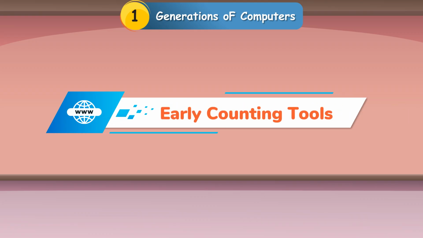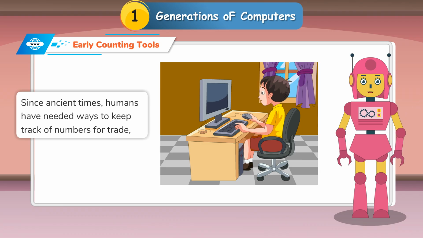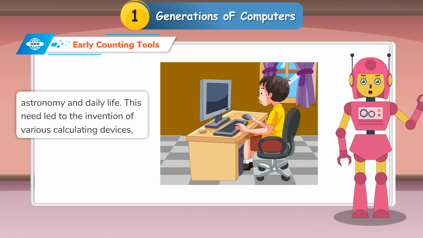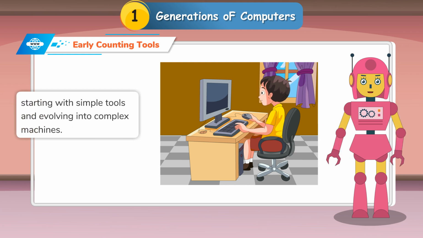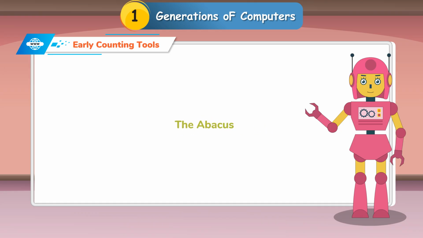Early counting tools. Since ancient times, humans have needed ways to keep track of numbers for trade, astronomy, and daily life. This need led to the invention of various calculating devices, starting with simple tools and evolving into complex machines. Fingers, pebbles, stones, sticks. The abacus.